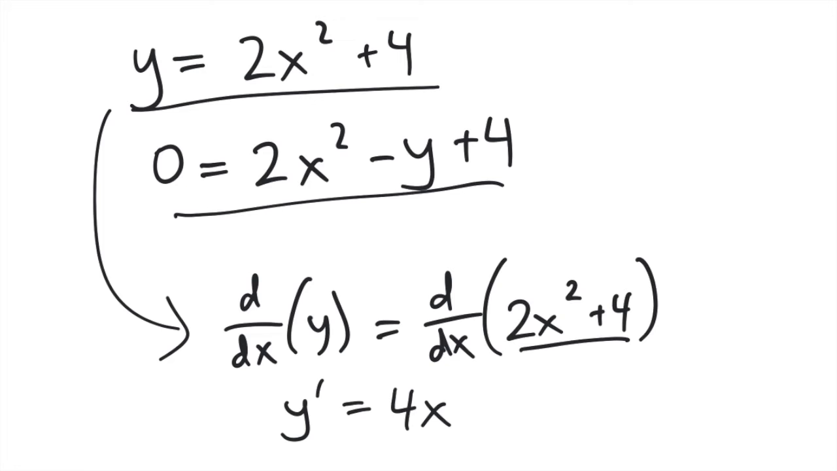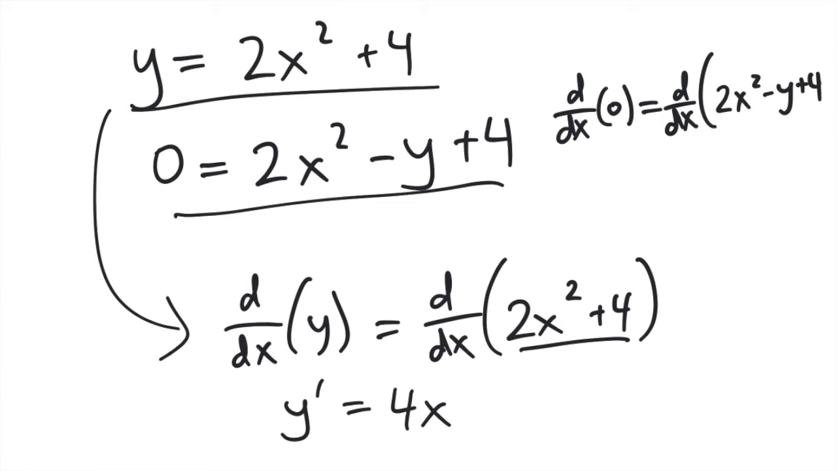Let's say you take the derivative of both sides of the equation there. That would look like d over dx of 0 equals d over dx of the entire right side, and you have 2x squared minus y plus 4 inside.